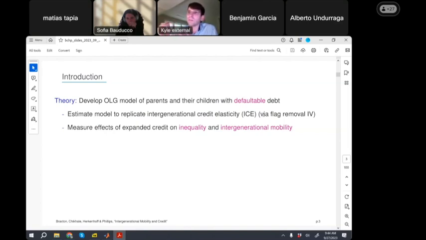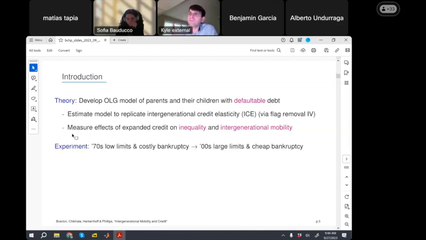We run the same IV, the same variation, the same issues with selection in the model, and we match that. Then we back out the underlying fundamental parameters using the simulated method of moments and use the model for counterfactuals. You could use the regressions for counterfactuals, but there are a lot of issues with that. So we match the regressions fairly well, and then use the model for the counterfactuals.